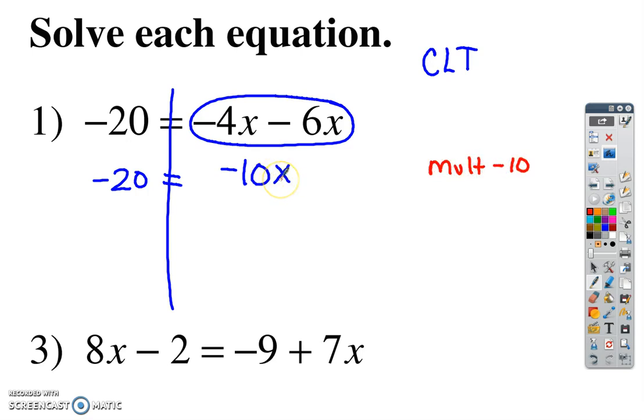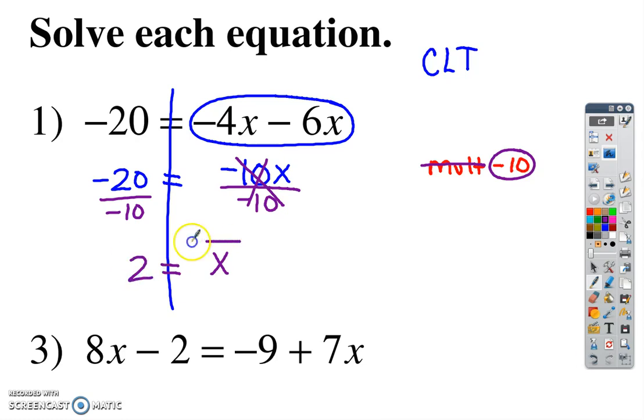And that's it. So what is the opposite of multiplying by negative 10? Dividing by negative 10. So divide both sides by negative 10. That gives you x equals, what is negative 20 divided by negative 10? Positive 2. Okay, and then you go and you check your answer in Schoology and make sure that you got it right. Move on to the next problem.